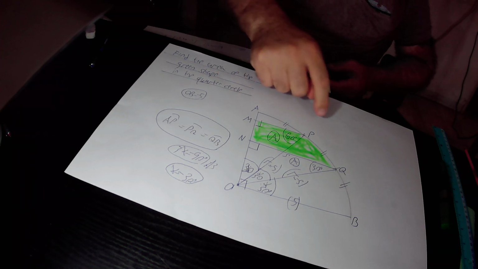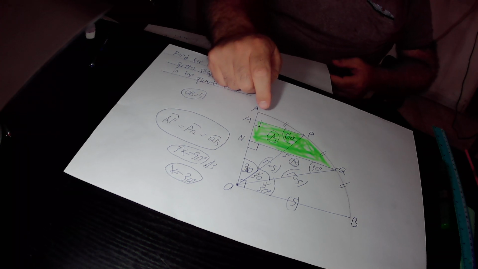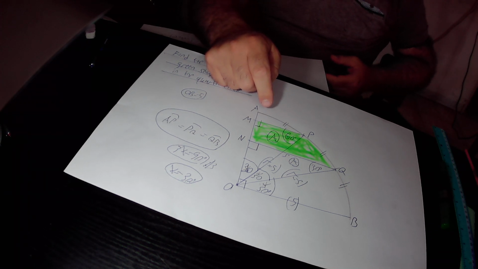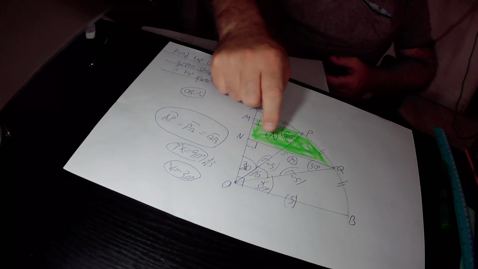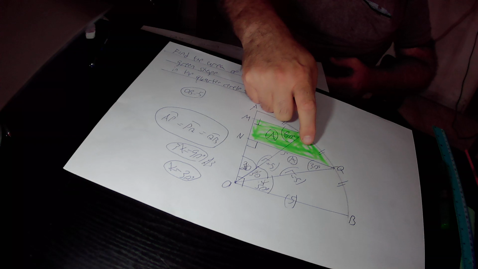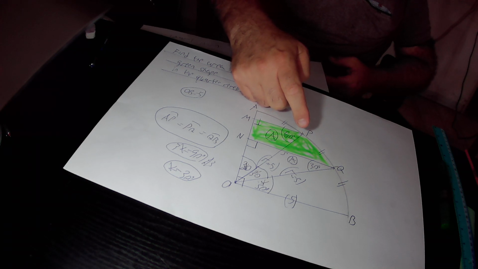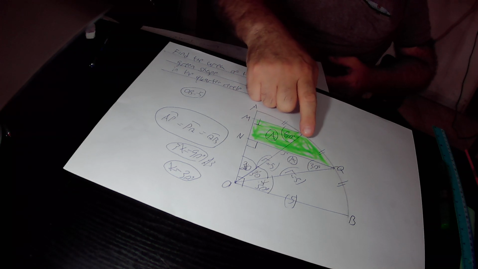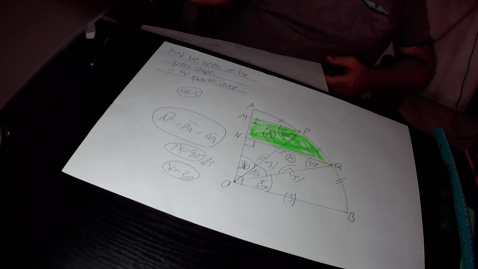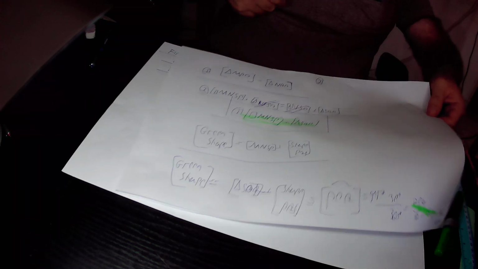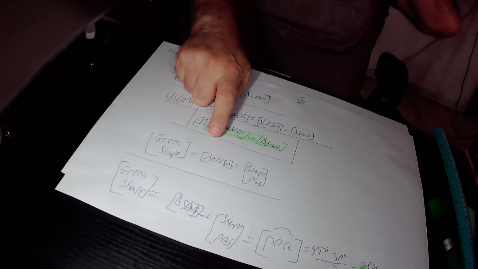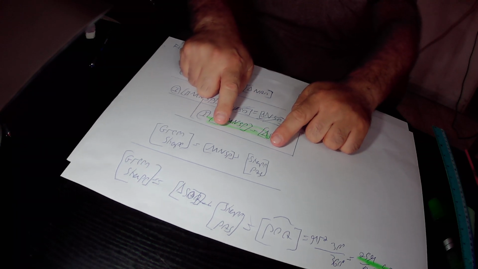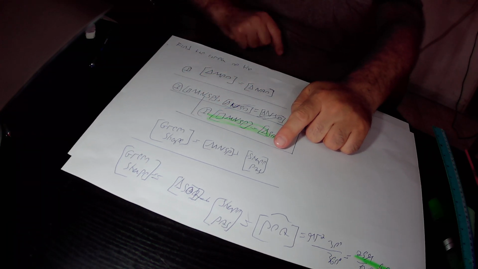Our mission is to find out the area of these green shapes. What is the area of the green shape? From the drawing it is very easy to see that the area of this green shape equals the area of quadrilateral MNSP plus the area of this green shape PQS. Again, the area of the green shape equals the area of the green quadrilateral MNSP plus the area of the small shape PQS.